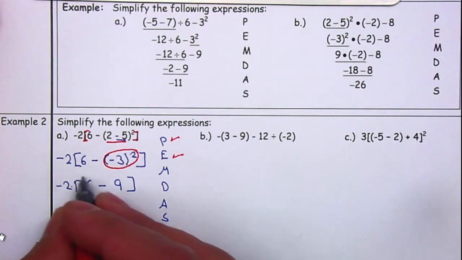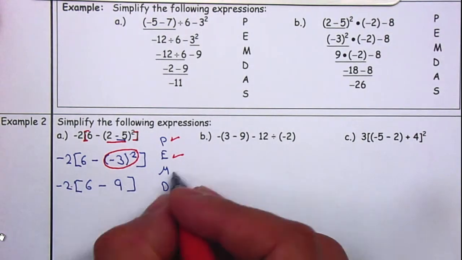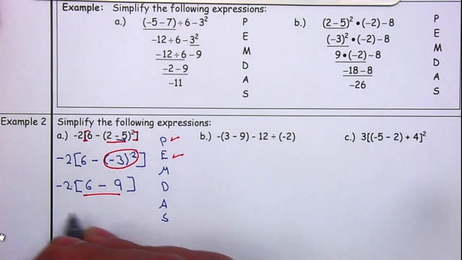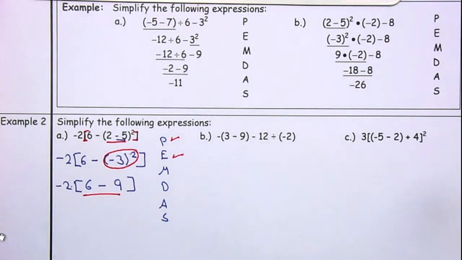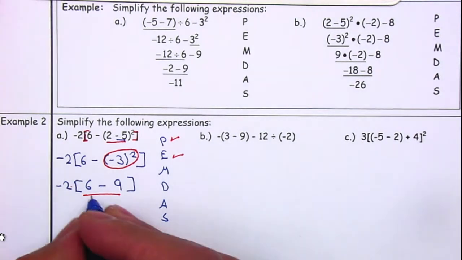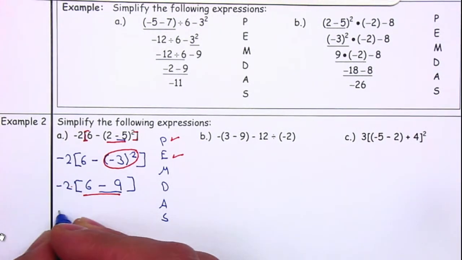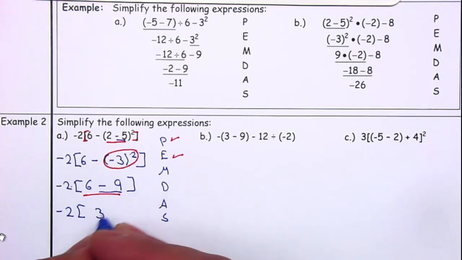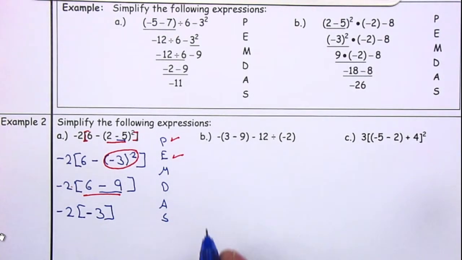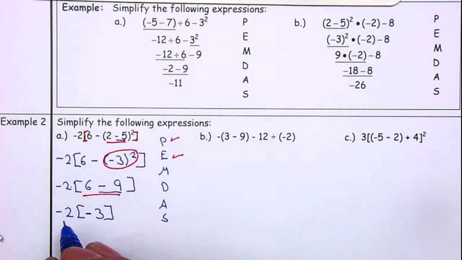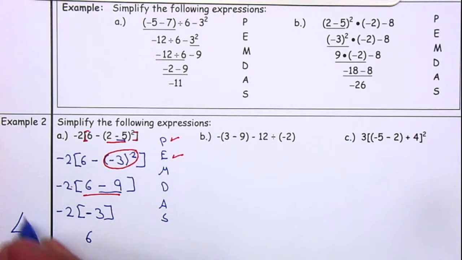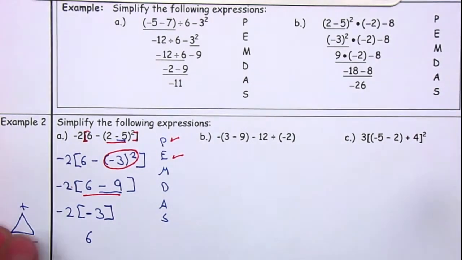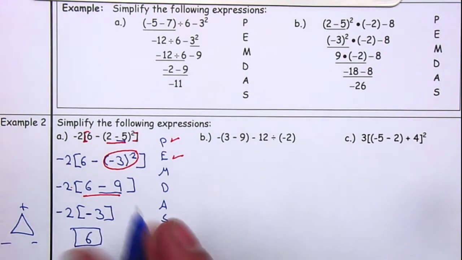Do not distribute the negative 2. First, let's simplify what's inside. 6 minus 9, they have different signs. This is a positive, and that's a negative. So we're going to subtract. That'll give us a 3. Keep the sign of the bigger number, which is the 9. Now we are going to multiply. Negative 2 times negative 3 is positive 6. Remember, we are using our triangle. So negative times negative is positive. And we are done.